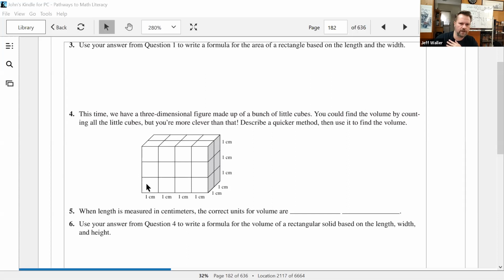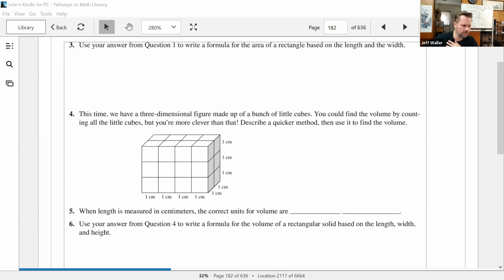Yeah, 4 by 3 is 12. And then how deep is it? It's 2 deep. So how many total would I get? 24. Yeah, I've got one sheet here and another sheet on the back. So I've got 24 cubic centimeters.